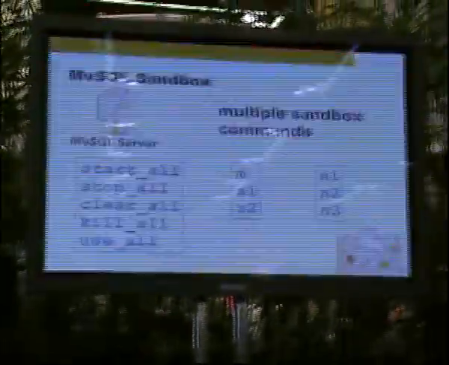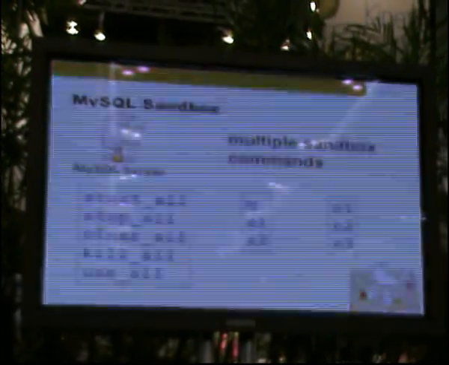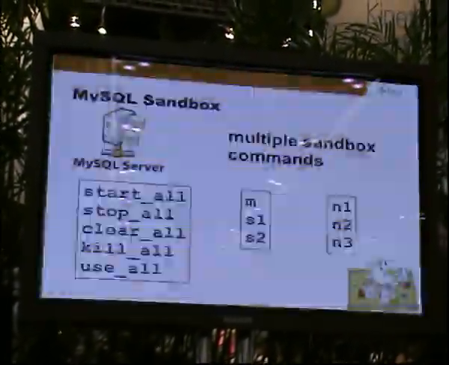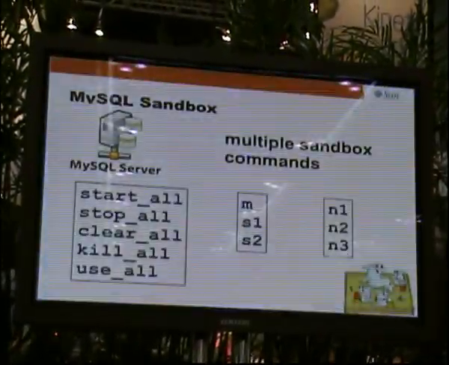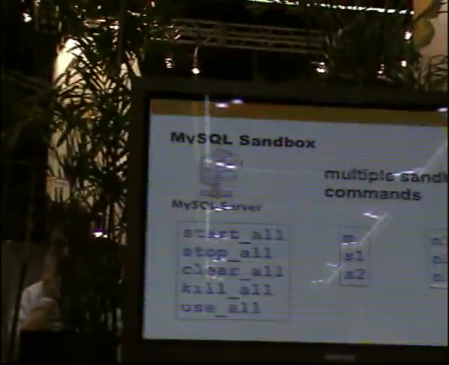If you use multiple sandbox, because the sandbox can create replicated systems or groups of separated servers, then you have additional scripts to start all, stop all, and so on. And you have scripts to access every sandbox in a clear way. For instance, if you have a replicated sandbox, you have M for the master, S1 for the first slave, S2 for the second slave, and so on.